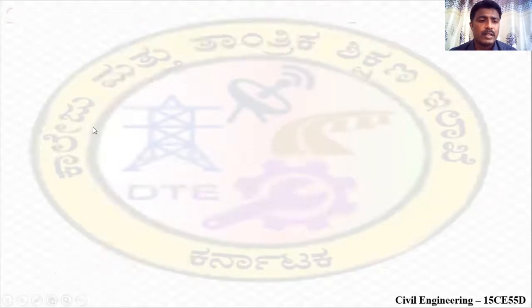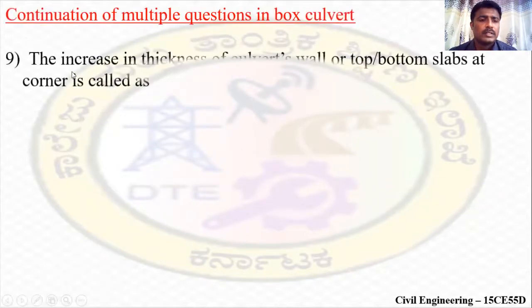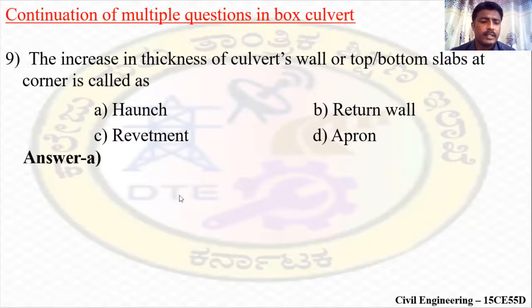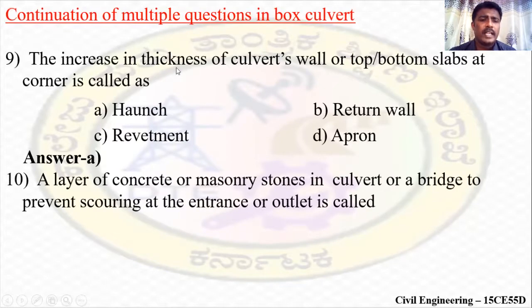Next question, the increase in the thickness of culvert's wall or top or bottom slab at corner is called as option A haunch, option B return wall, option C revetment, option D apron. Answer is option A. So the increase in the thickness of culvert walls or top or bottom slab at corner is called as haunch.